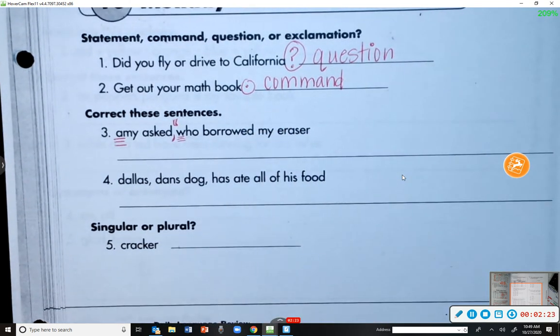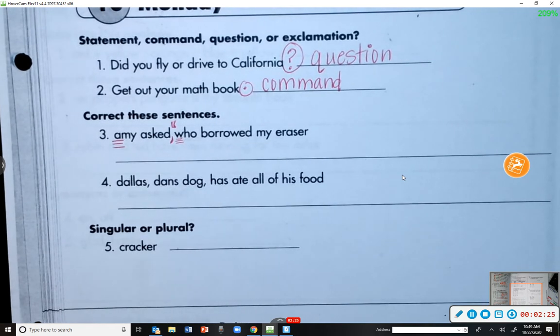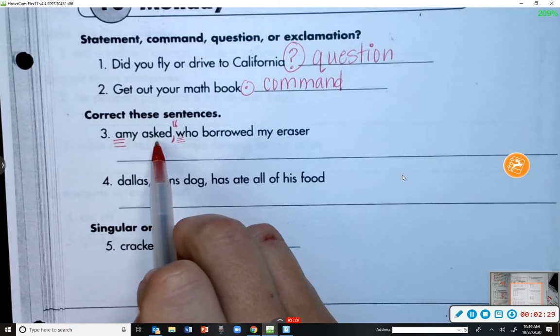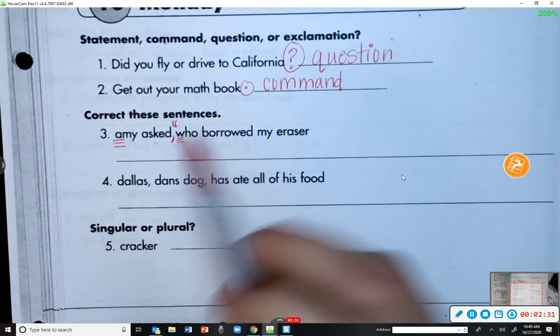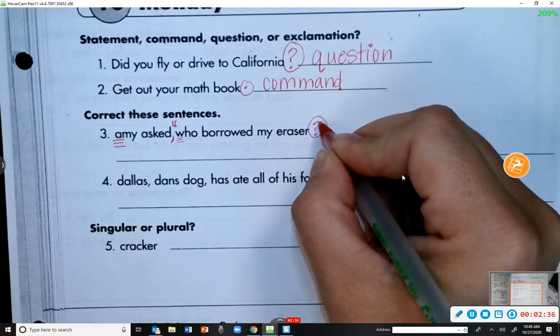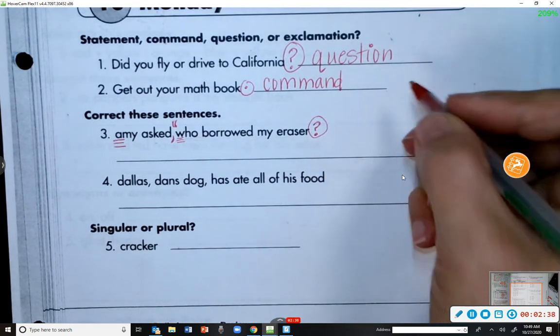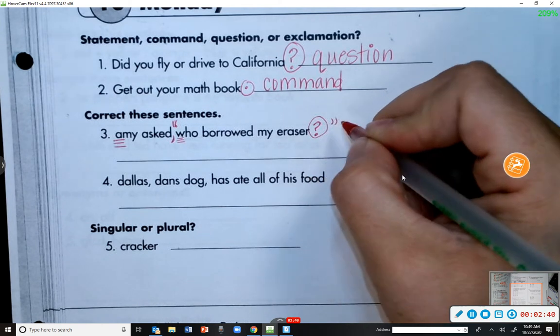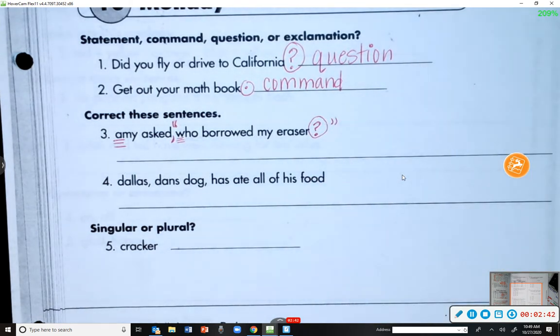Who borrowed my eraser? Is that a question? Yes, because it says Amy asked. She's asking a question. So we would put a question mark on the end, circle it, and then you also put quotation marks. I'll rewrite the whole sentence.